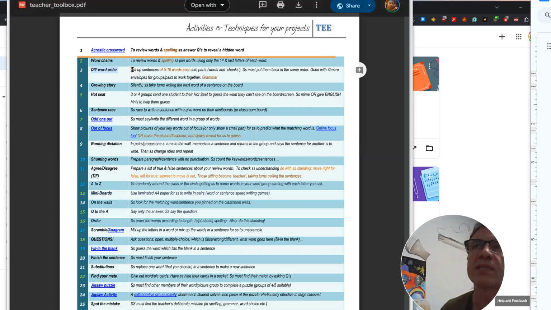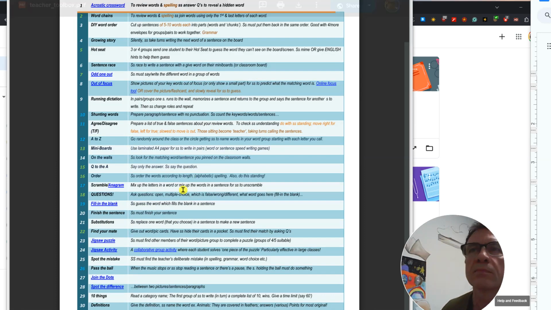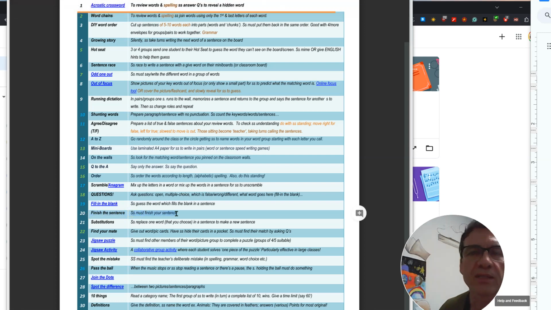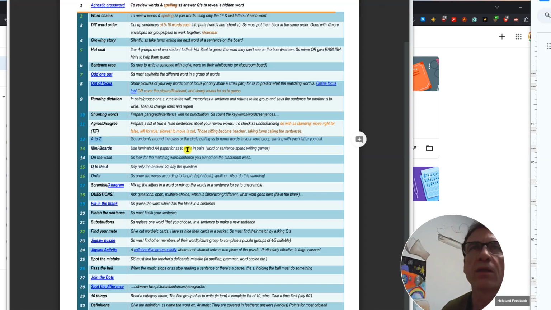DIY word order, cut up sentences. So again, if everyone has a part of a sentence, they're trying to work together to put it in the correct order. Finish the sentence. Instead of you writing the complete sentence in your PowerPoint or on the board, students have to say what they think comes next. And then things like A to Z we've done. If you're doing music, everyone has to name a different music genre with a different letter. Like I did with, what was it? I did it recently in class.